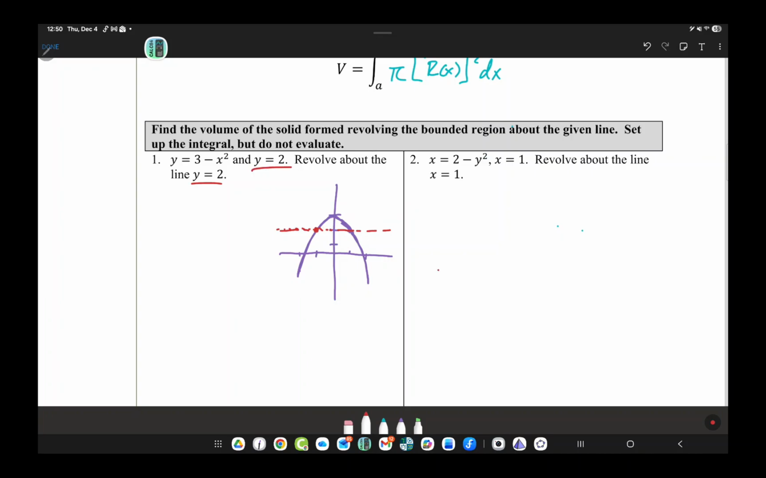Right, so right here and right here, I do need to know what those values are. We can kind of tell what those values are, but just in case, you set these two equal to each other. 3 minus x squared equals 2. Subtract 3, negative x squared equals negative 1, or x squared equals 1, which means x equals plus or minus 1. So those are going to be my bounds, negative 1 to positive 1.